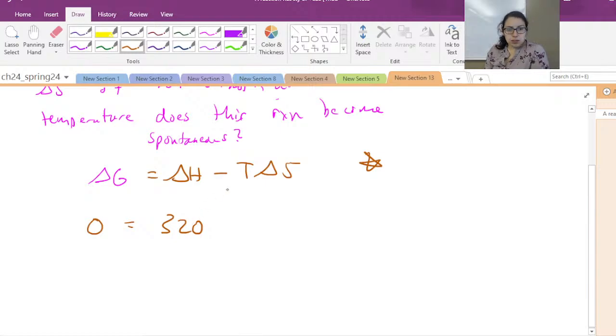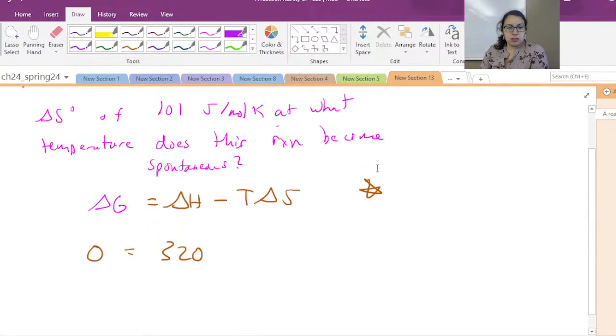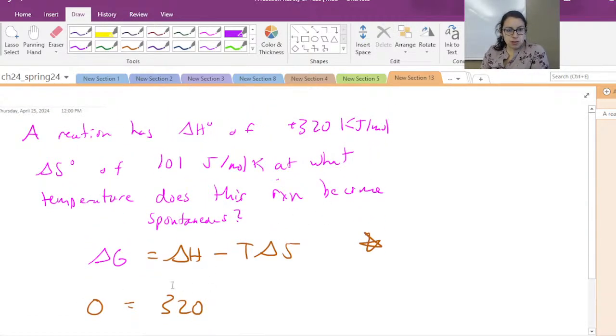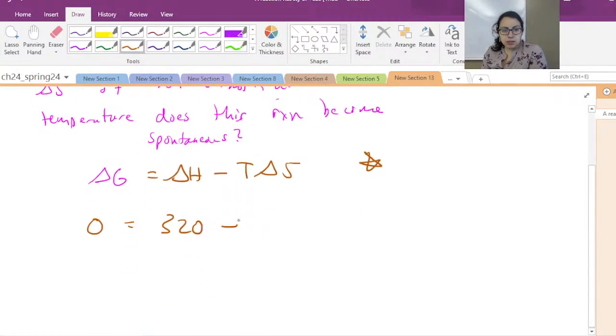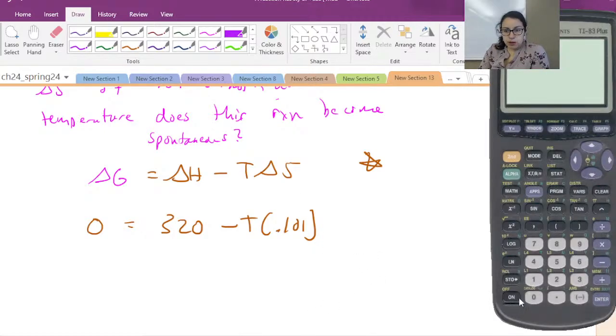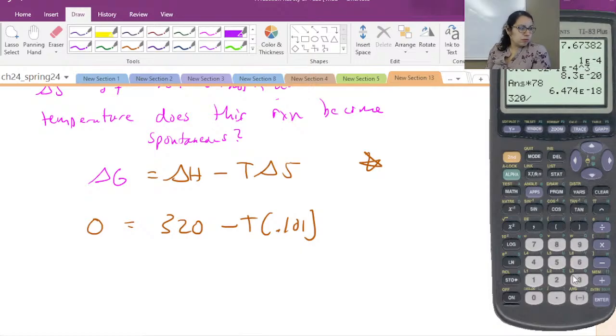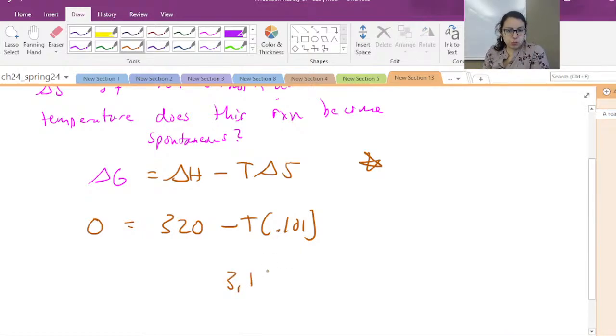And then I'm just going to work in kilojoules, because I don't like the big numbers. So I'll convert this to 0.101. So minus T times 0.101. And then algebra, so what do we get for our temperature? I got 3,168. So 3,168 Kelvin.